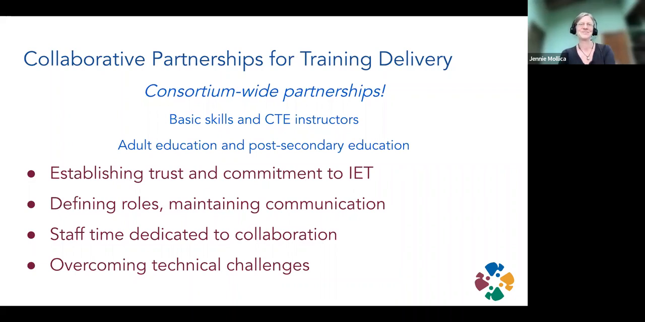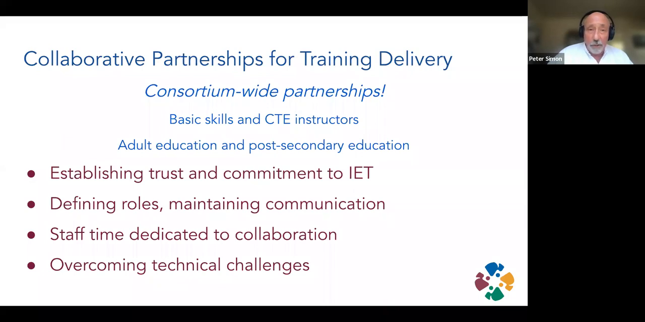Sure. One thing that was clear, obviously, when we were talking to all these different people, is that these partnerships are really consortium-wide partnerships. And what we mean, and I probably don't have to explain that to this audience, is that the consortium really involves the community college and the adult education programs, and some even involve other community partners. It's about integrating basic skills and CTE instruction, and in many cases, linking adult education and post-secondary community college.